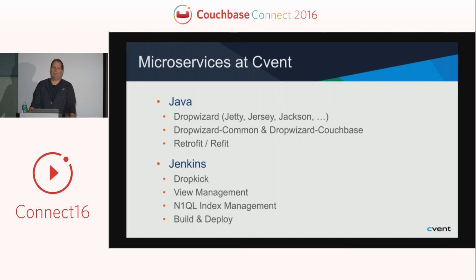Dropwizard is essentially a library of libraries. It's Jetty, it's Jersey, it's Jackson. That's what you need to build a web service. Jetty is our web server, Jersey is our RESTful APIs, and Jackson does our serialization and deserialization, right? And on top of that, we have our own internal libraries. Dropwizard Common, which is a lot of functionality that we use, mostly Cvent proprietary. The authentication flow goes through Dropwizard Common.